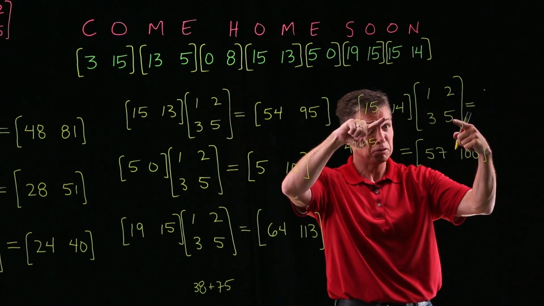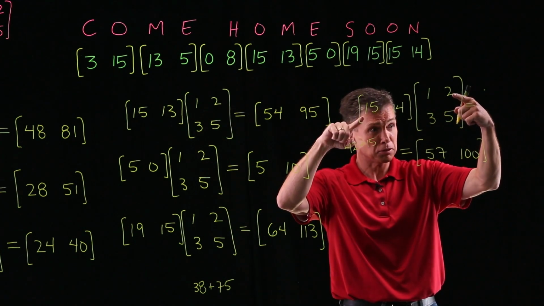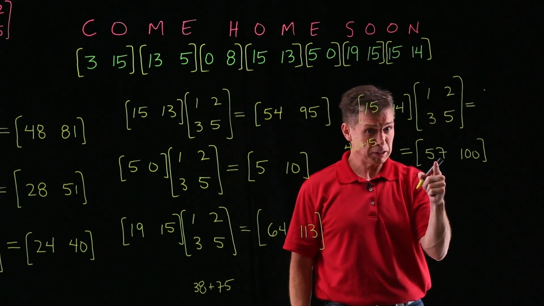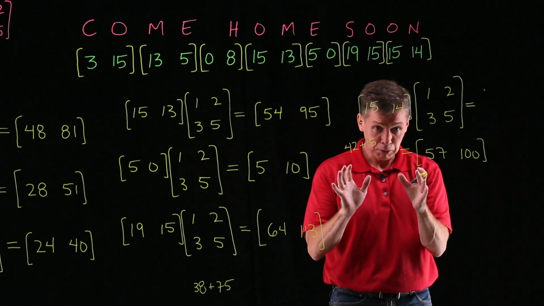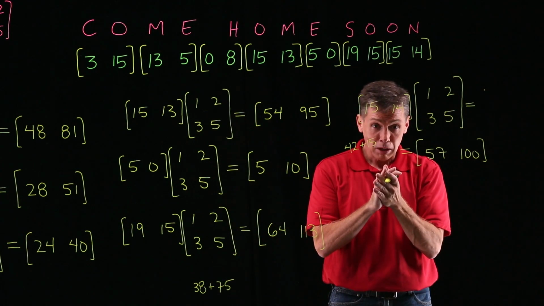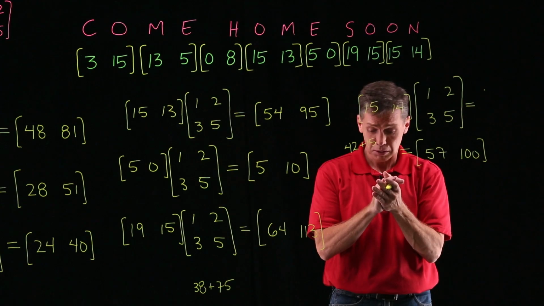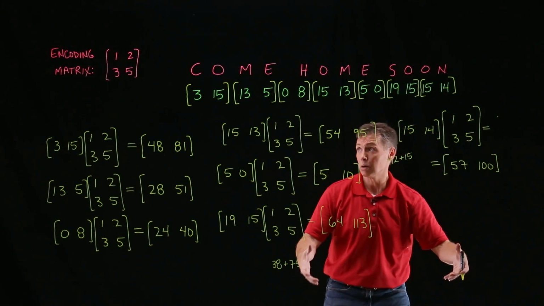I just want to check myself. 70 plus the 30. That looks good. That should be my last matrix. I'm good with my multiplication. The last part of the problem was to write the coded message. All right, so I think I can have room down here.